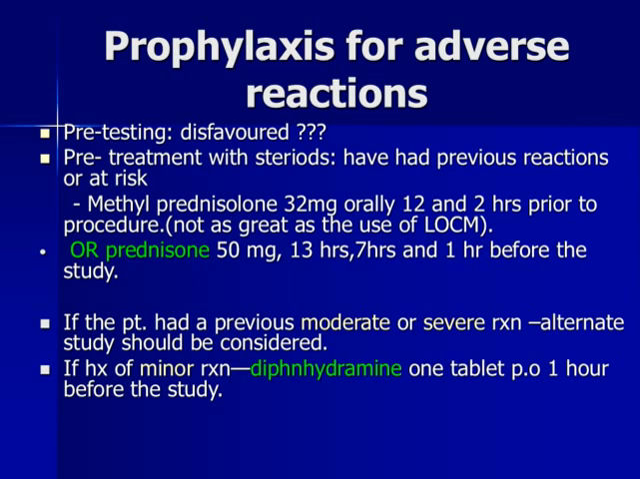Pre-treatment with steroids, if the patient had previous reactions or is at risk: the usually recommended dose is methylprednisolone 32 milligram orally 12 and 2 hours prior to the procedure. It's better to use a low osmolar contrast medium, which you normally use, the standard contrast medium, or prednisolone 50 milligram 13, 7 and 1 hour before the study. So if there's a significant risk of having a reaction, you prepare the patient 24 hours before that.